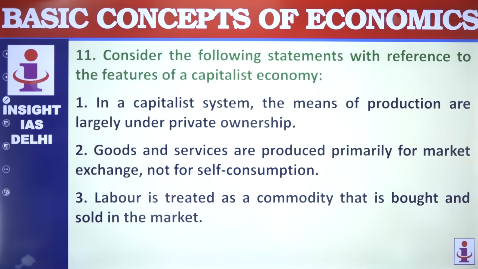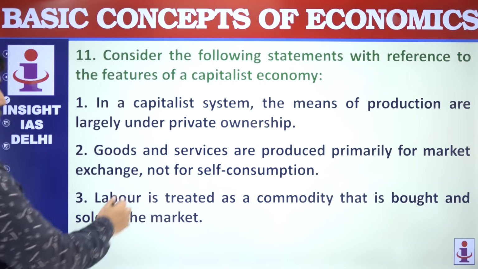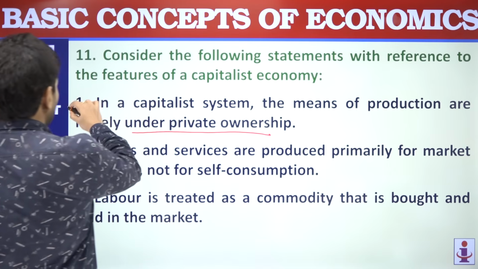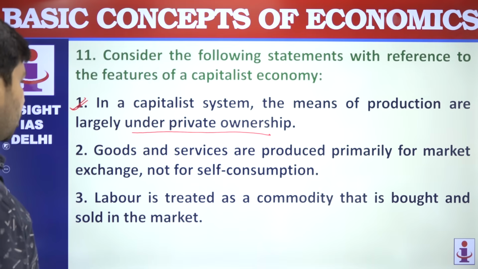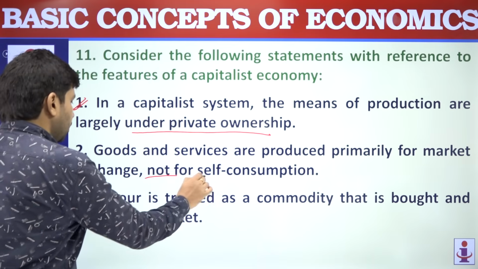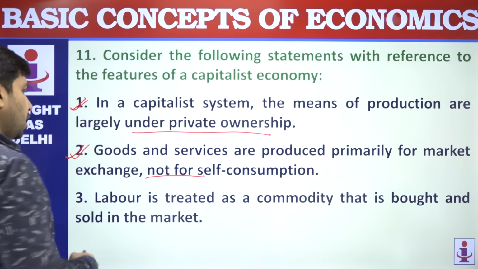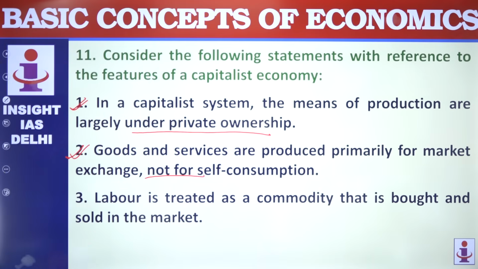Consider the following statements with reference to the features of a capitalist economy. In a capitalist system, the means of production are largely under private ownership. Very much true. Goods and services are produced primarily for market exchange, not for self-consumption. Yes, market exchange is for buying and selling. Labour is treated as a commodity that is bought and sold in the market. Yes, this is also correct.